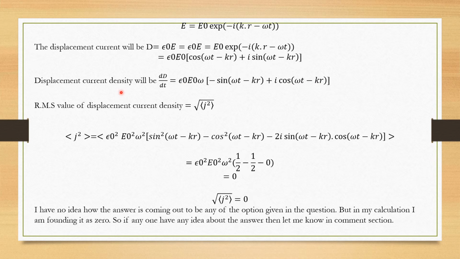And in the question it has been asking for the RMS value of the displacement current. So when I solve it, I find it to be 0, but in the options there is no 0, so I don't know how to solve it, and I have no idea actually. So if anyone has an idea, then please let me know in the comment section.